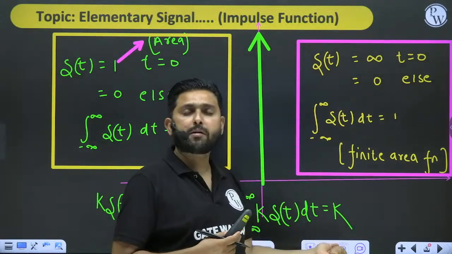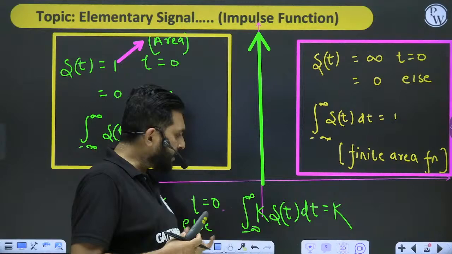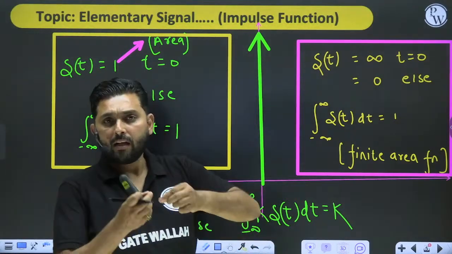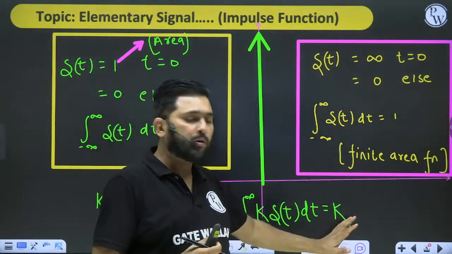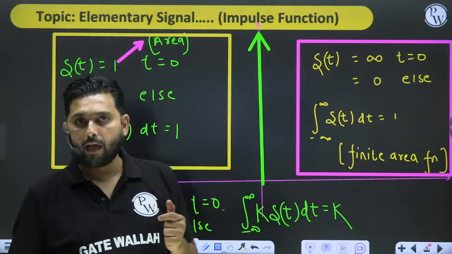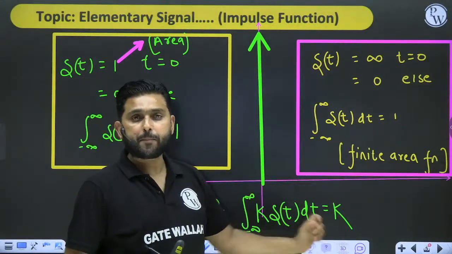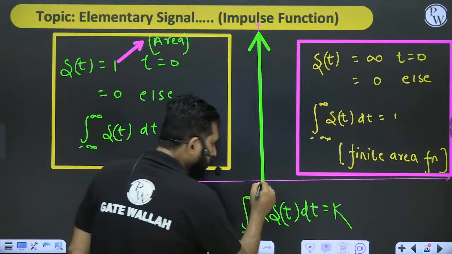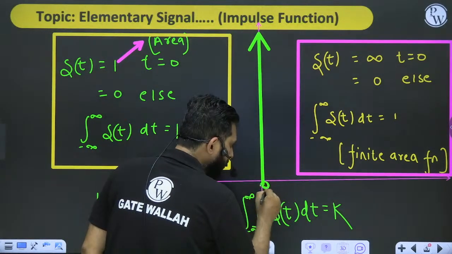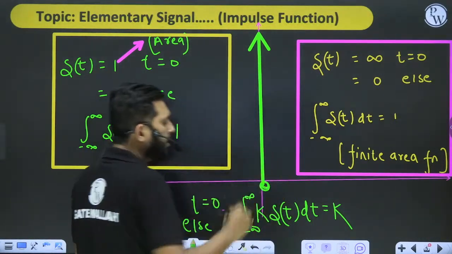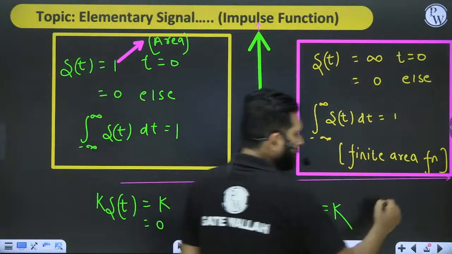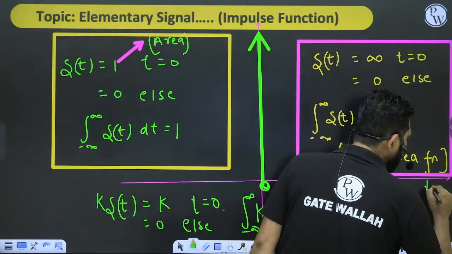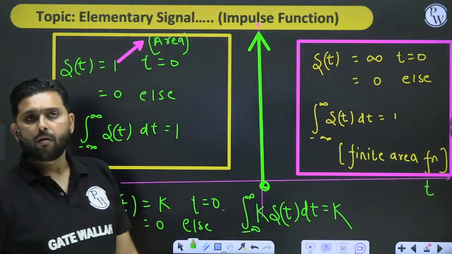It is nothing but my impulse function having an area under the curve equal to k, or a strength of k. Okay, fine. This is my impulse function. This exists only for t equal to 0. Okay, this exists only for t equal to 0. That's the axis t.